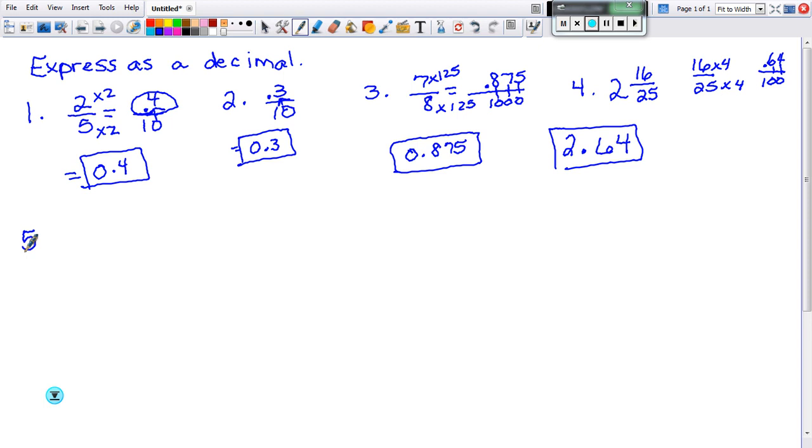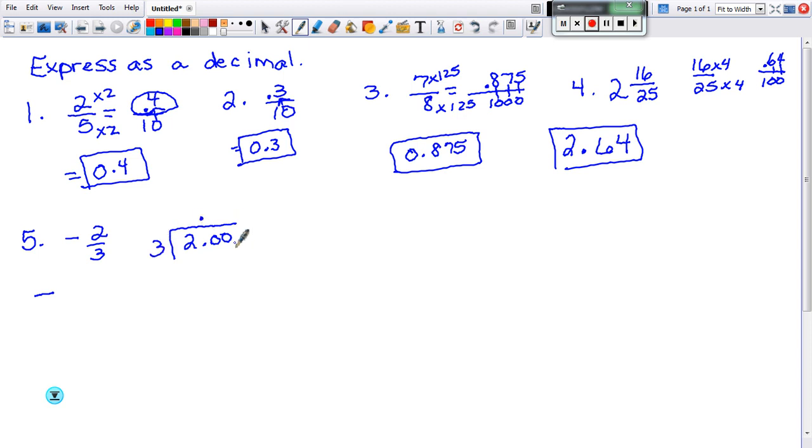Number 5, -2/3. Okay, the negative doesn't matter, it just means your answer is going to be negative, so it just continues down. Now you cannot make a 3 become a power of 10, so this is where you have to divide. It's top, inside, bottom, out. So we're going to make it 2.00, I usually use 2 decimals for now, divided by the bottom number 3.